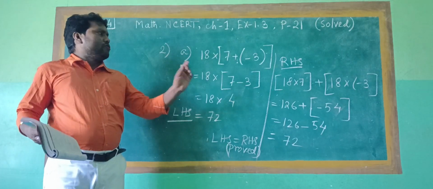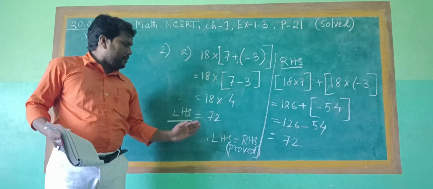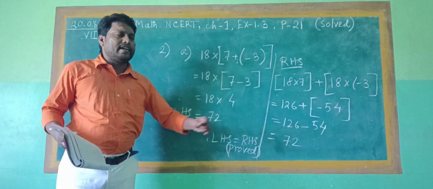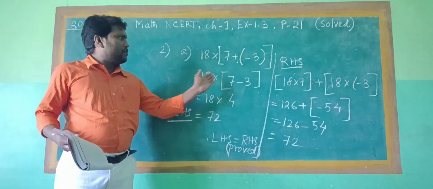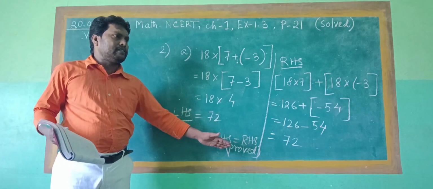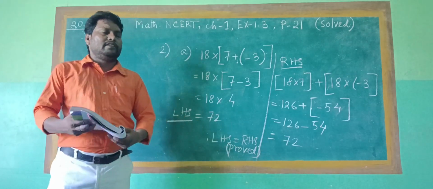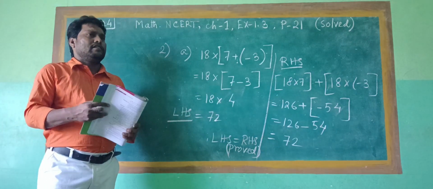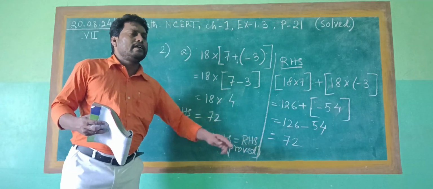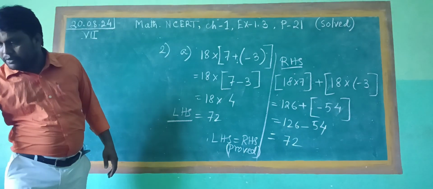Just find out the value of the left hand side and the right hand side, and if you see that they are equal, LHS equal to RHS, verified or proved. Or if they do not match, then you write LHS not equal to RHS.